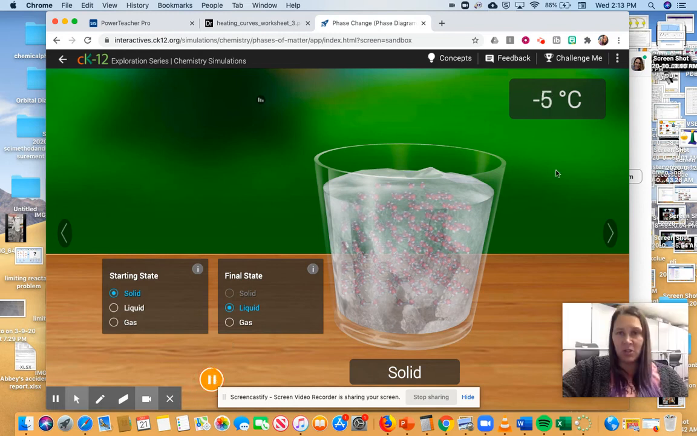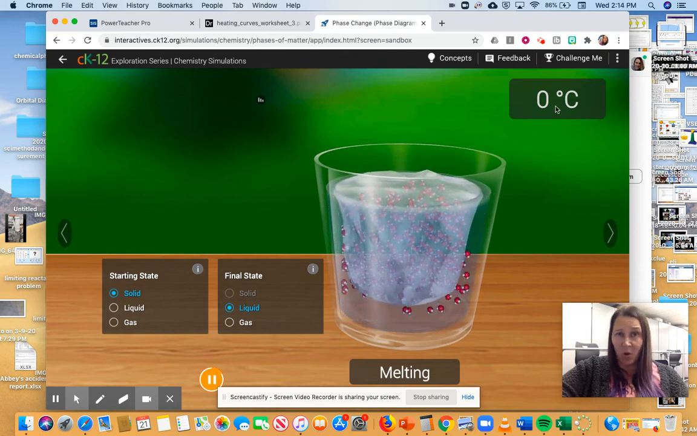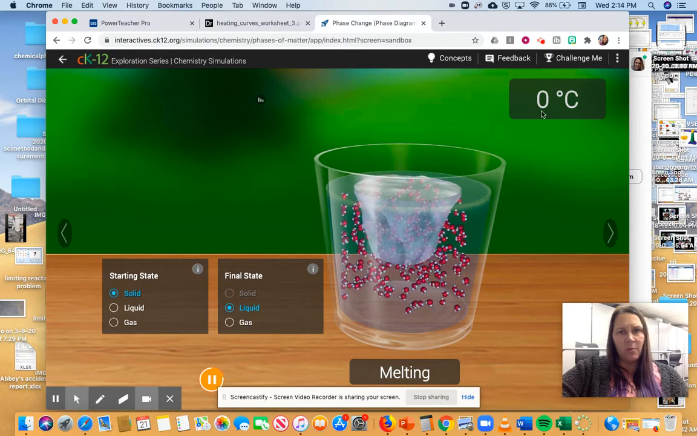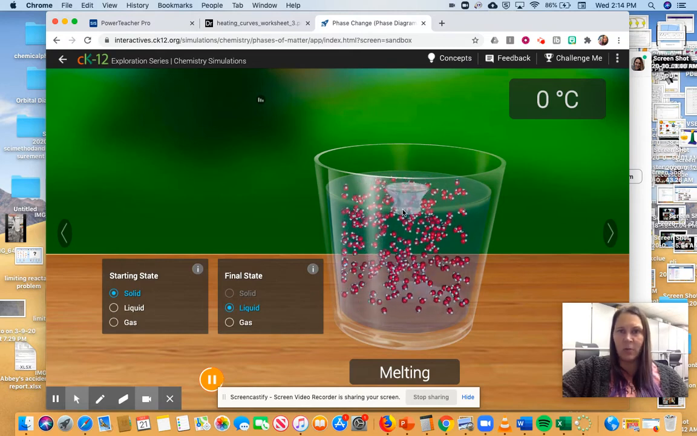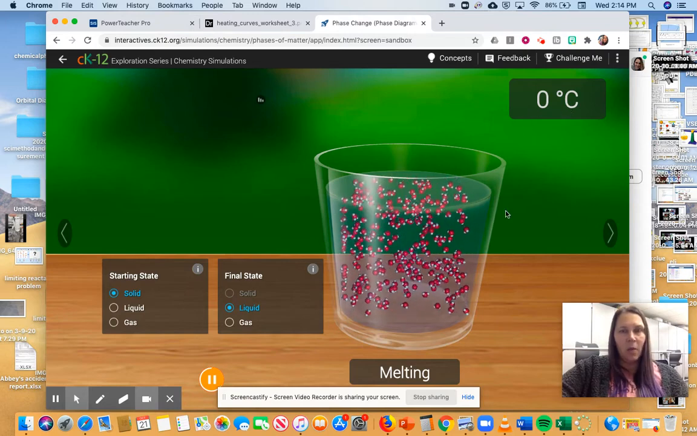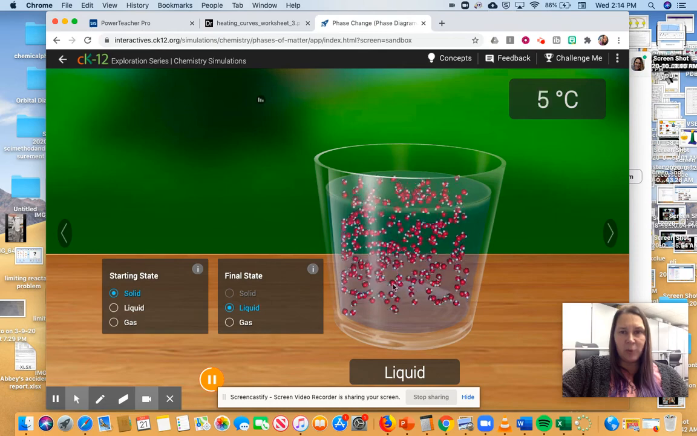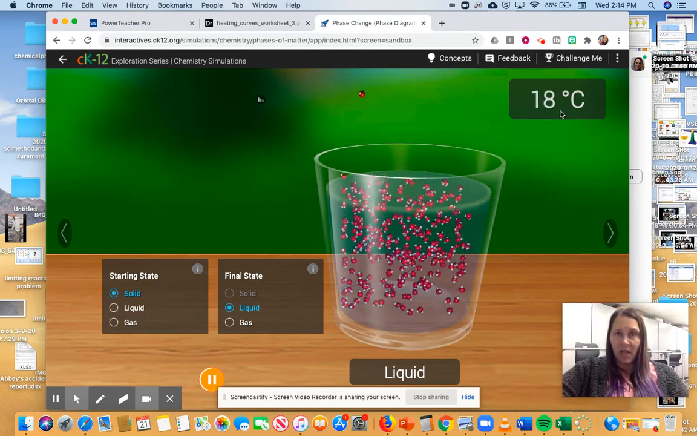And you notice that the temperature is changing, particles are starting to move a little bit faster. And once it gets to 0, the temperature doesn't move, but we see changes taking place in the state of matter. We've got some liquid, we've got some solid, but the temperature's staying the same. Now, once all these particles have broken free and become liquid, the temperature's rising again.